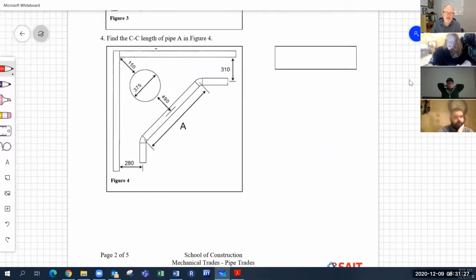Okay, please do this one. Take 5 minutes and do number 4 on this page.